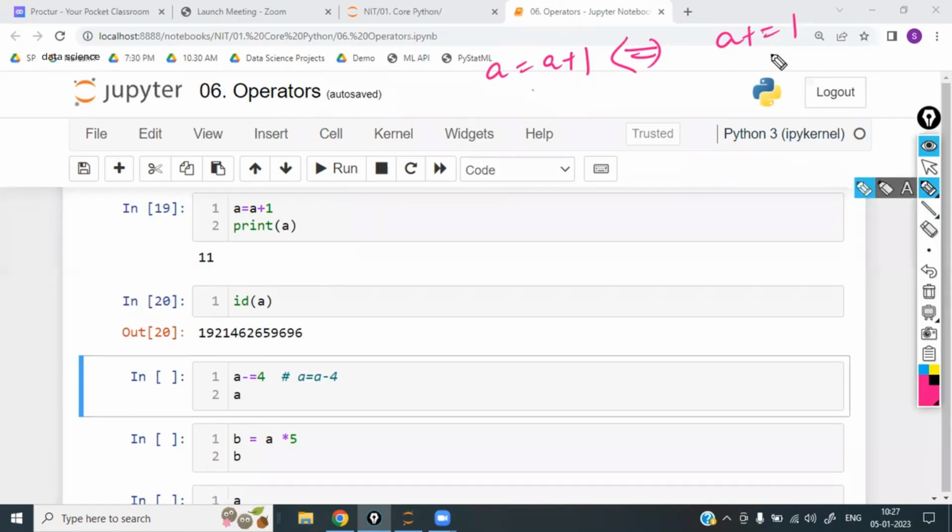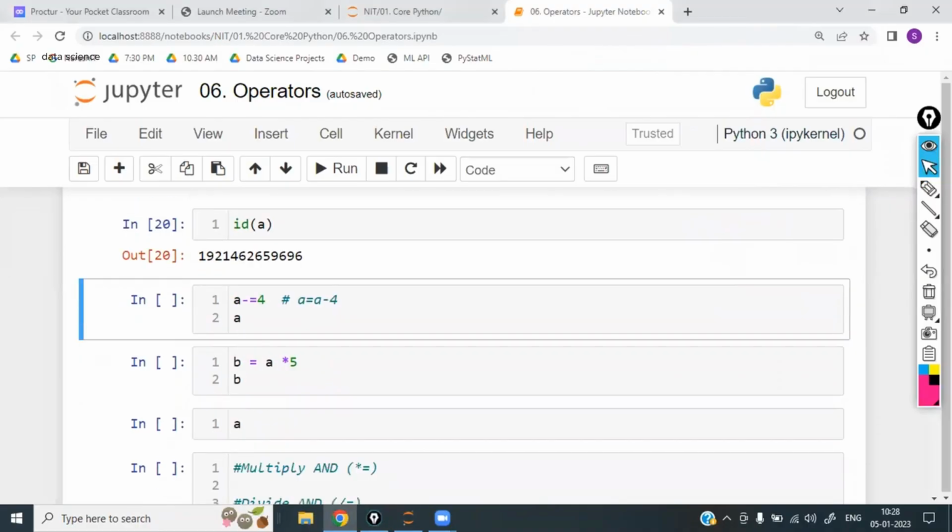Right? Choice is yours. If you write a plus equal to 1, in the back end it has to do a is equal to a plus 1 only. First it has to complete the right side part and only then execute the left side value. It has to do it in this way only, obviously. Though you have written like this, it has to do it in this way only.